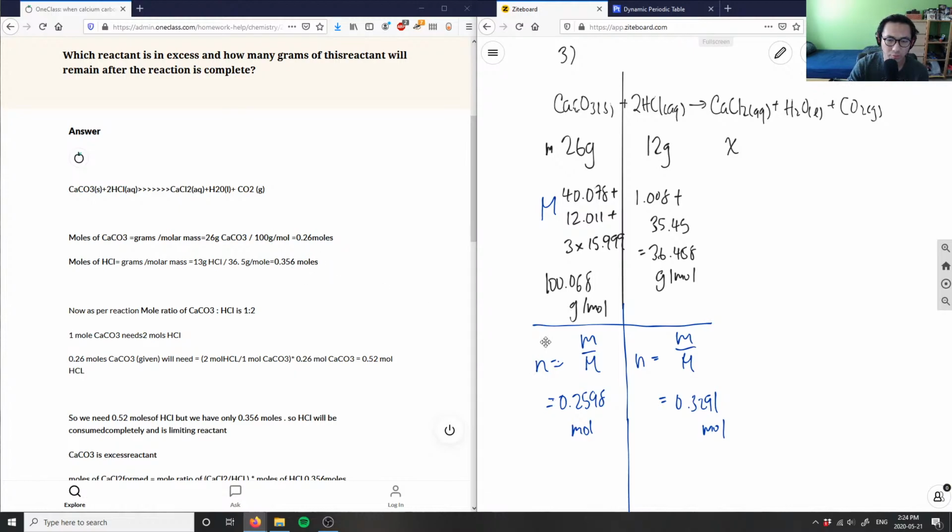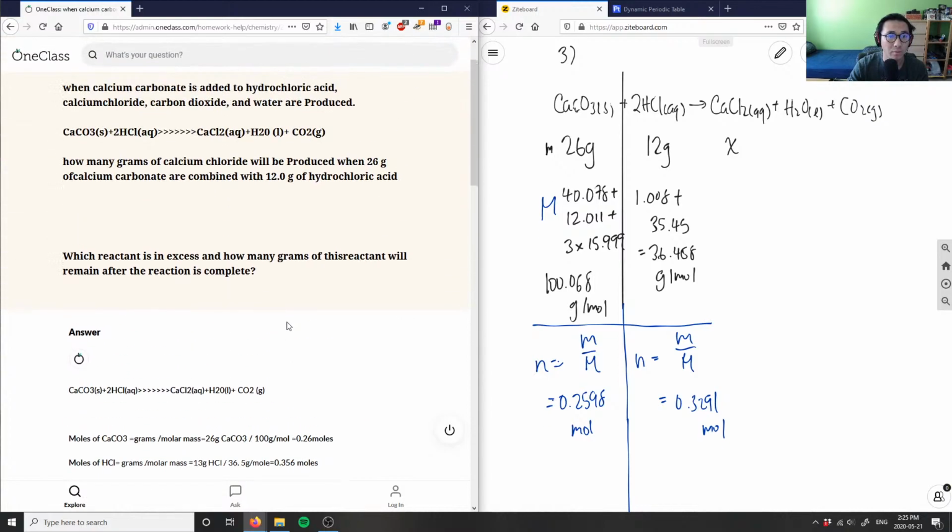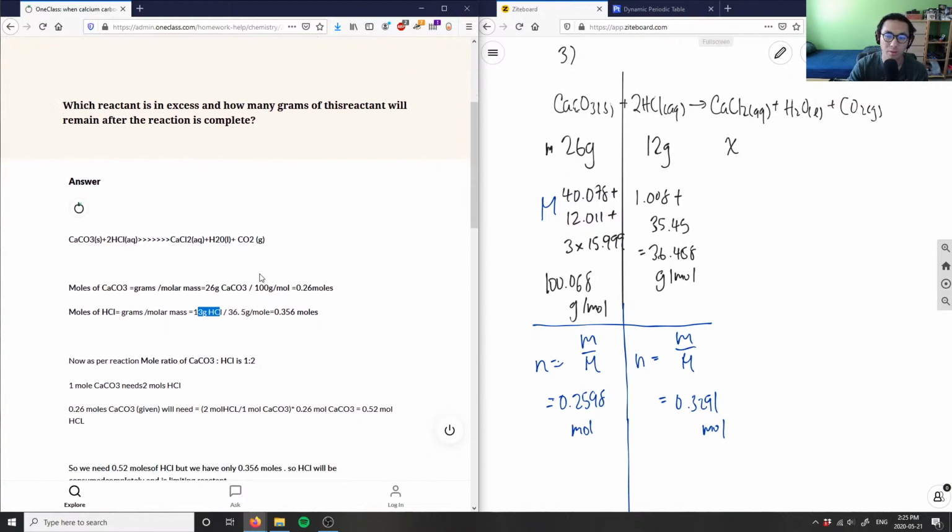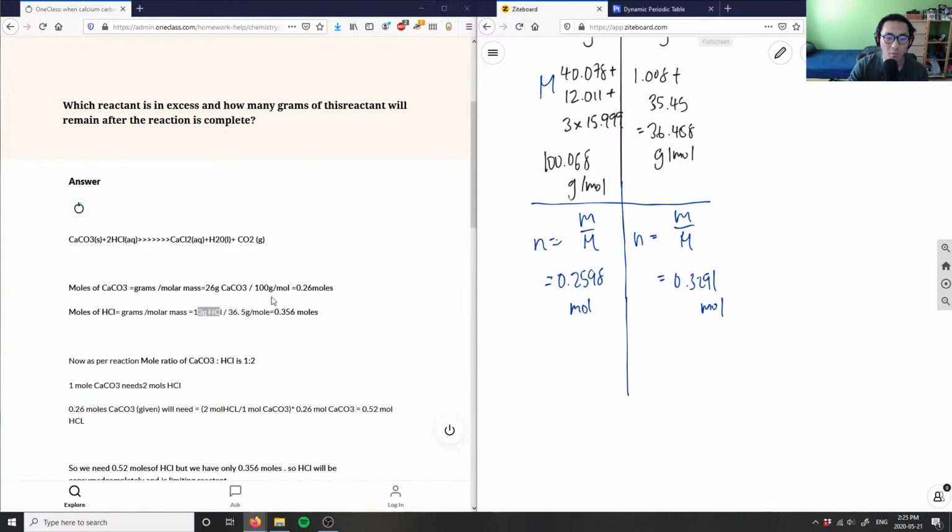0.26 and 0.3. I got 3291 here, but I think their molar mass is off by quite a bit. It's 36.5. I wrote 36.458 here, so they're actually slightly off. Oh, they wrote 13 and not 12. This is 12 grams. Okay, so that's why their numbers are off here. But it's okay. We can still work with this.